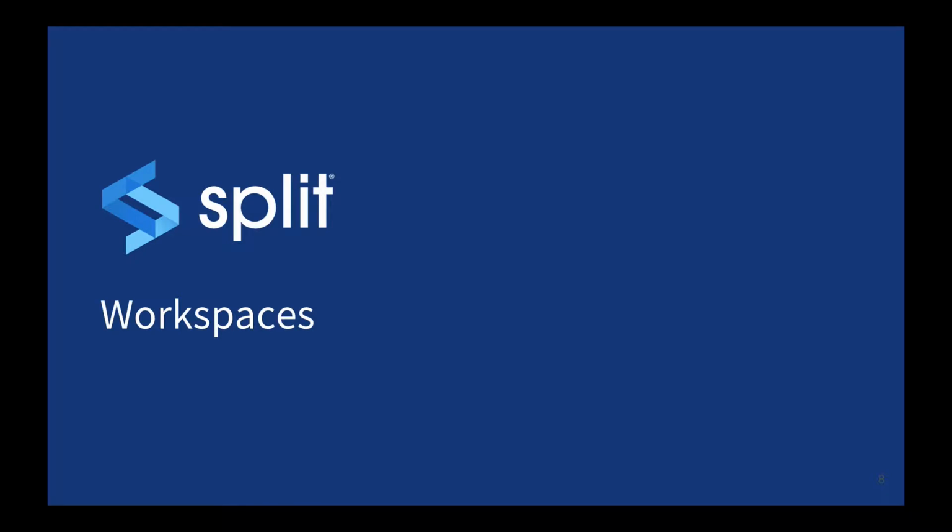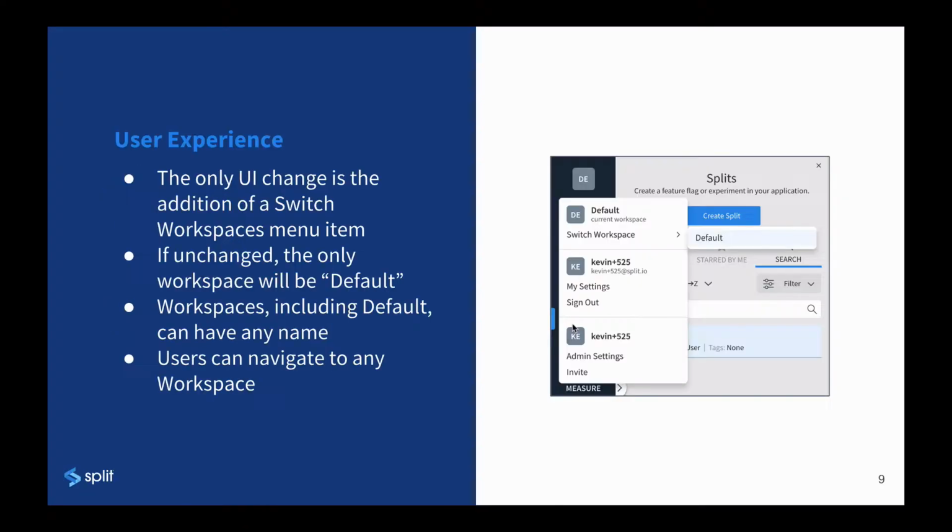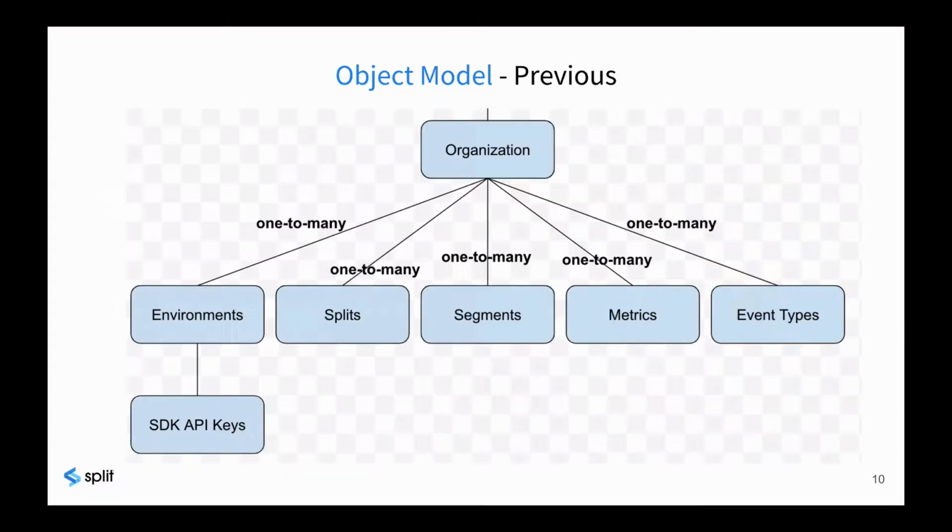Split is happy to introduce Workspaces, which provide organizational hierarchy, allowing a single org to host multiple apps or product lines. The change is simple yet powerful. From an end-user experience standpoint, the only UI change is the addition of a Switch Workspaces menu item. If that's unchanged, the only workspace will be default. Of course, you can change the name from default, and Workspaces can have any name. Users can navigate to any workspace.